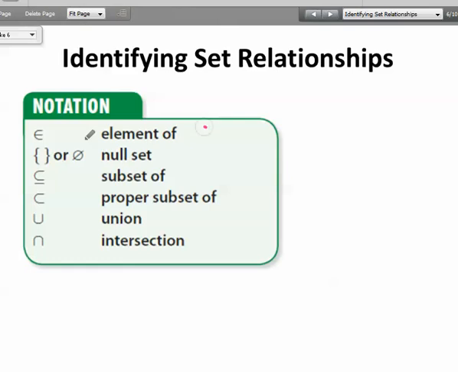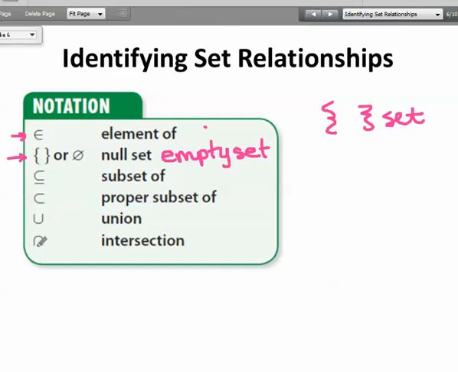This little crooked E stands for element. These little braces stand for set. Now, the little braces mean a set when they're around something. When it's empty inside, it's called the null set, or it can be the empty set because it's empty. The C with the slash underneath is a subset. The C without it is a proper subset of. Subset means it's just a piece of the set. And I love these. These are my favorite.